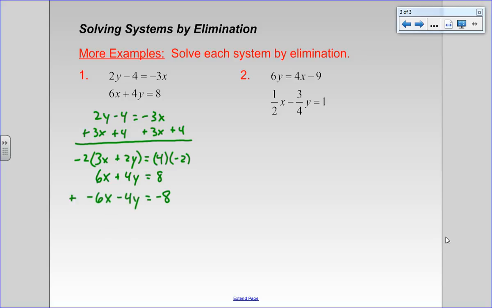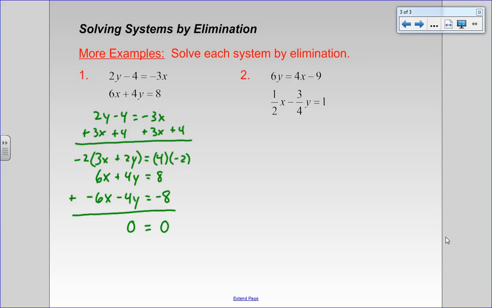And we can add these two equations together. When we do so, notice that both the x terms and the y terms on the left-hand side will cancel out because they have opposite coefficients. So the left-hand side of this equation is 0. And on the right-hand side, 8 plus negative 8 is also equal to 0.